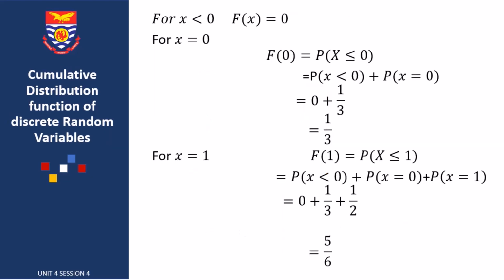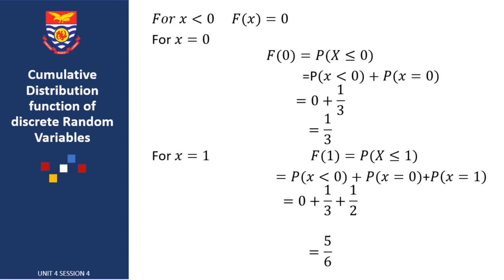Now for the cumulative, for x less than 0, we have f of x equal to 0, because we will not have any probability. For x equal to 0, we talk about cumulative. Cumulative, like we are adding up.